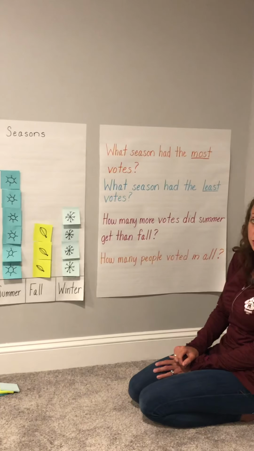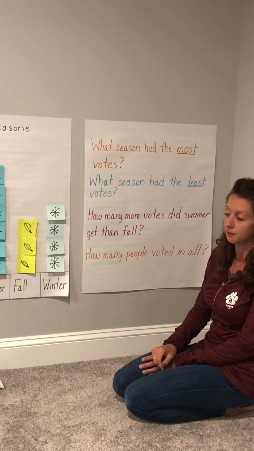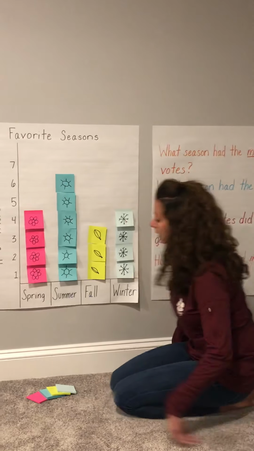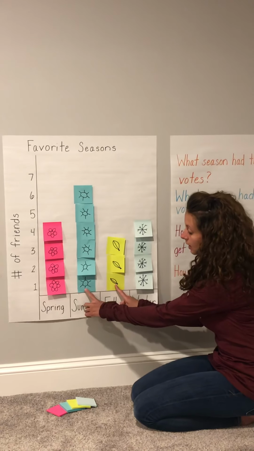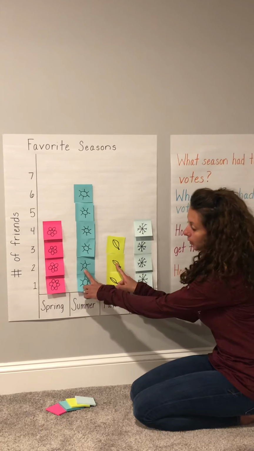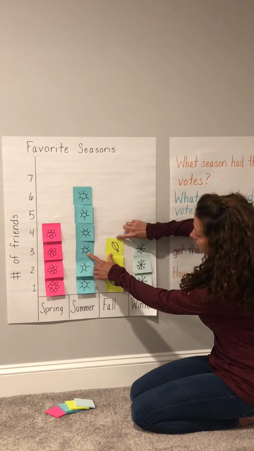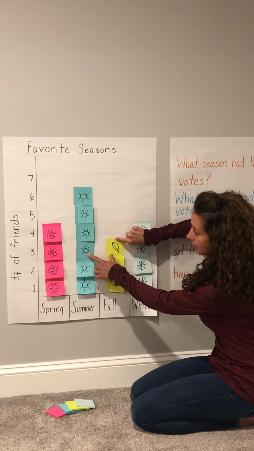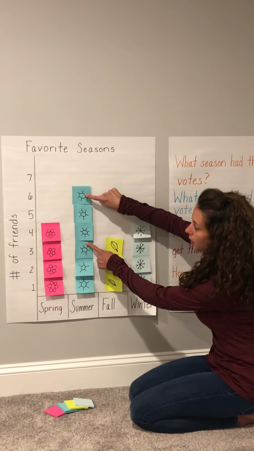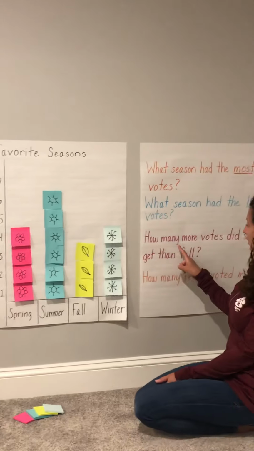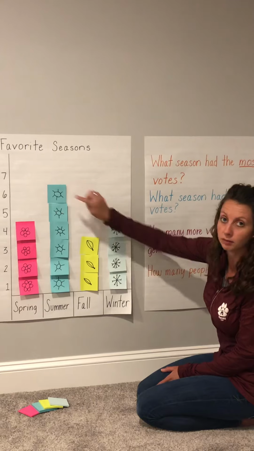Now this one's a little bit more tricky, the next question. How many more votes did summer get than fall? So if I come back over here, I'm going to be looking at summer and fall. And now I look and I see they both had 1 vote, they both had 2 votes, they both had 3 votes, but then you can see the votes for fall stopped at 3, but the votes for summer kept going, and I had 1, 2, 3 more votes. So how many more votes did summer get than fall? We can say 3 more votes.